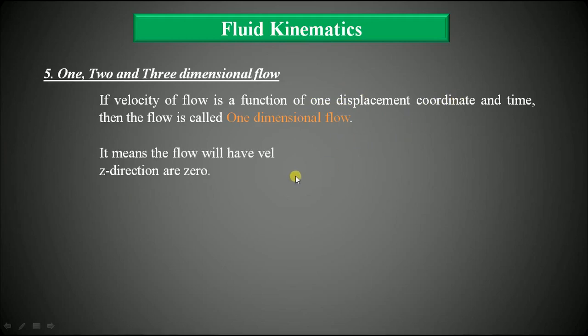So how can we represent it? One displacement coordinate means what here? It means the flow will have velocity in the x direction, and the velocities in the y and z directions are zero. Okay, so one displacement coordinate means it can have velocity only in the x direction, and the velocities in the y and z directions will be zero only.